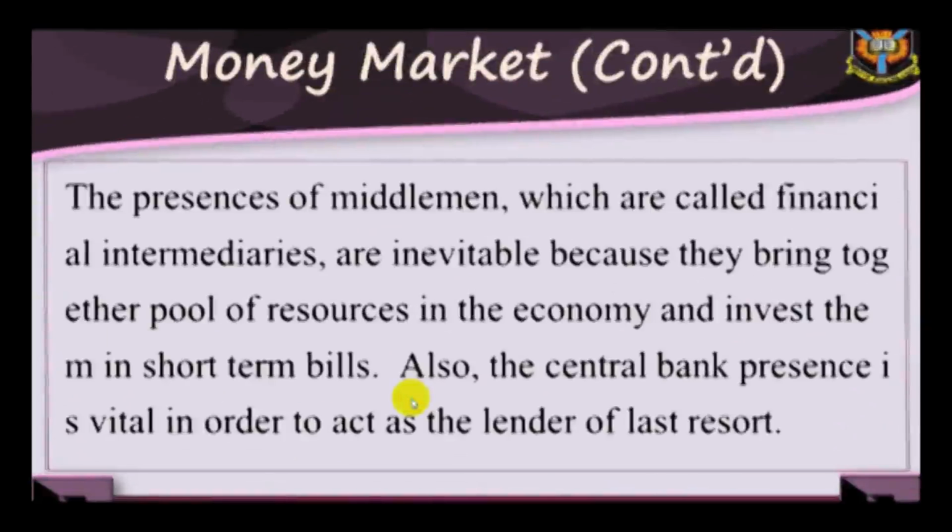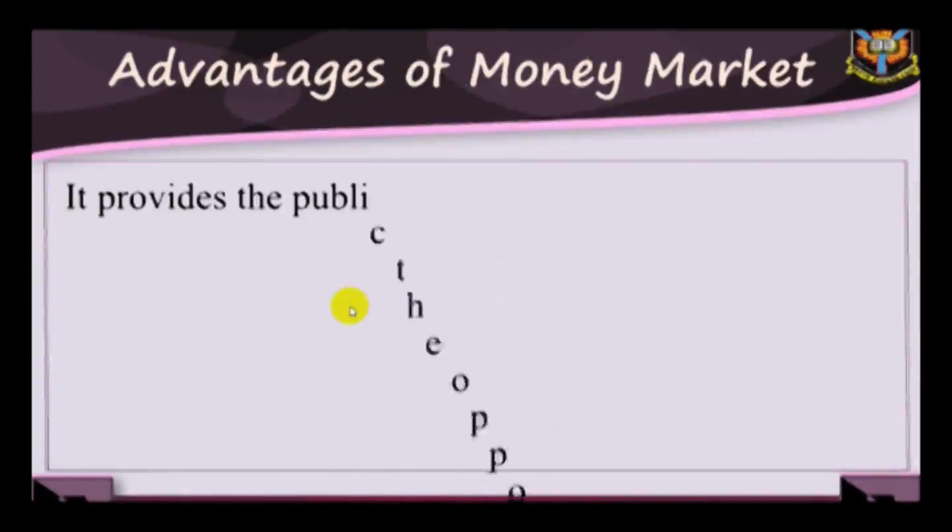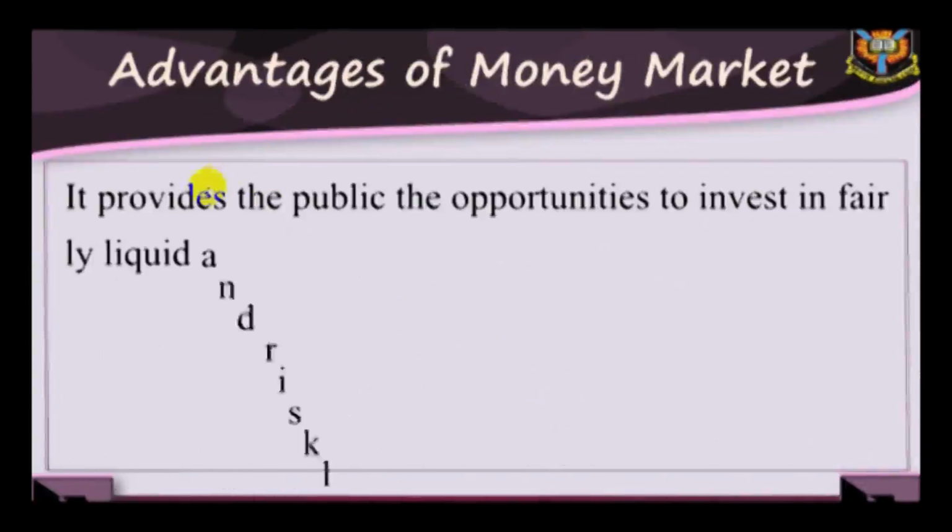The presence of middlemen, which are called financial intermediaries, is inevitable because they bring together pool of resources in the economy and invest them in short-term bills. Also, the central bank's presence is vital in order to act as the lender of last resort that is capable of guaranteeing the liquidity of at least some of the assets being traded.